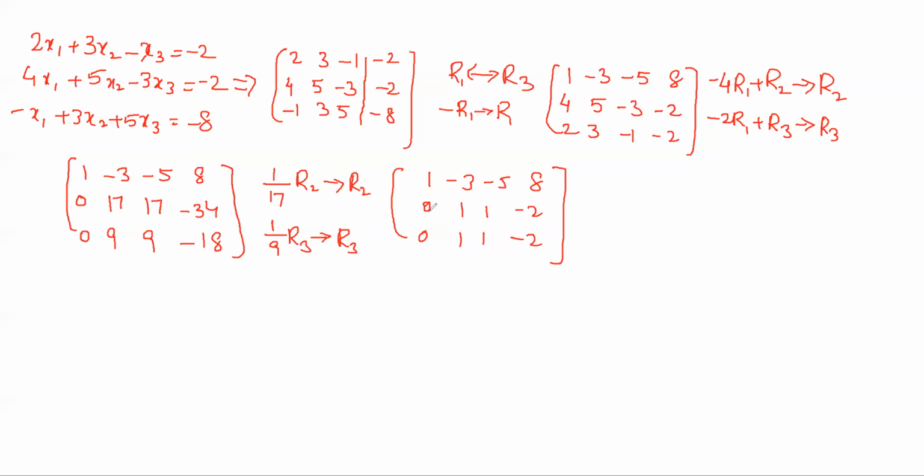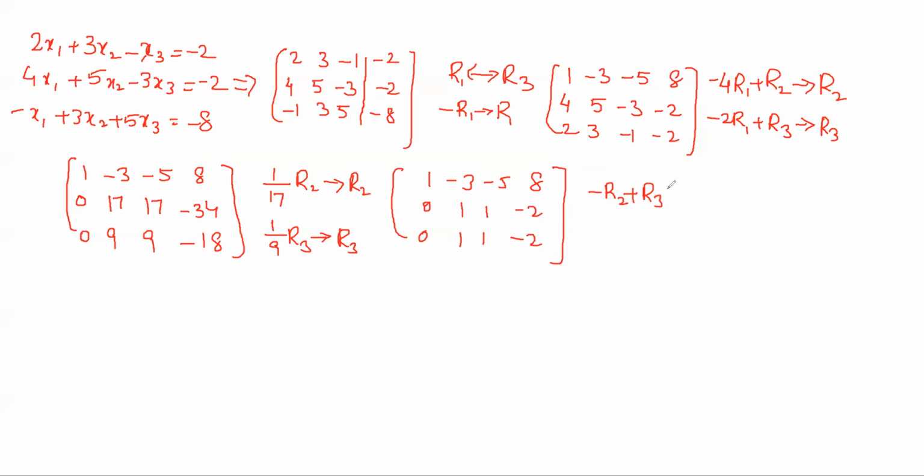Now we can see that the second row and the third row are exactly the same. So this means that we are not getting any unique solution from here. So what will be our next step? I can take minus of row 2 and then add it to row 3.